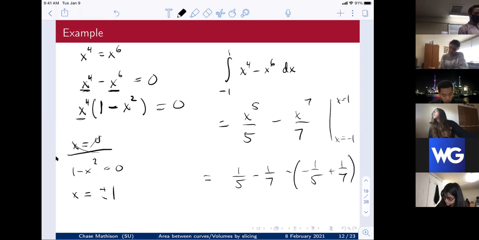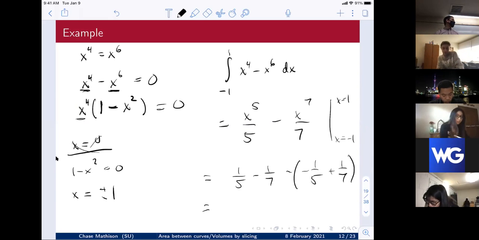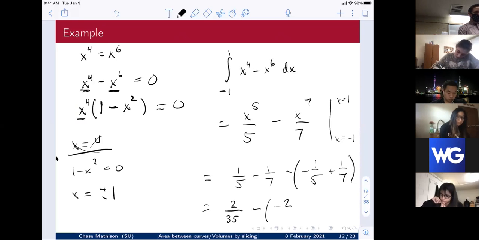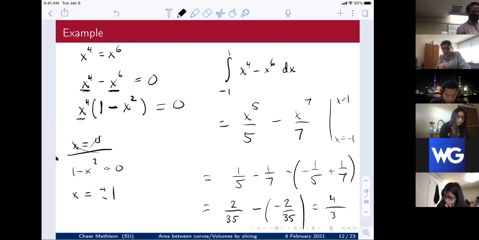So this is going to give me, well, 5 and 7, the least common multiple is 35, right? So I'm going to get 7 minus 5. So that's going to be, if you work it out, 2 over 35, from that first little bit, and then minus 2 over 35. Does anyone need to see where I got 2 over 35? Common denominator. Okay, and so your final answer is 4 over 35.